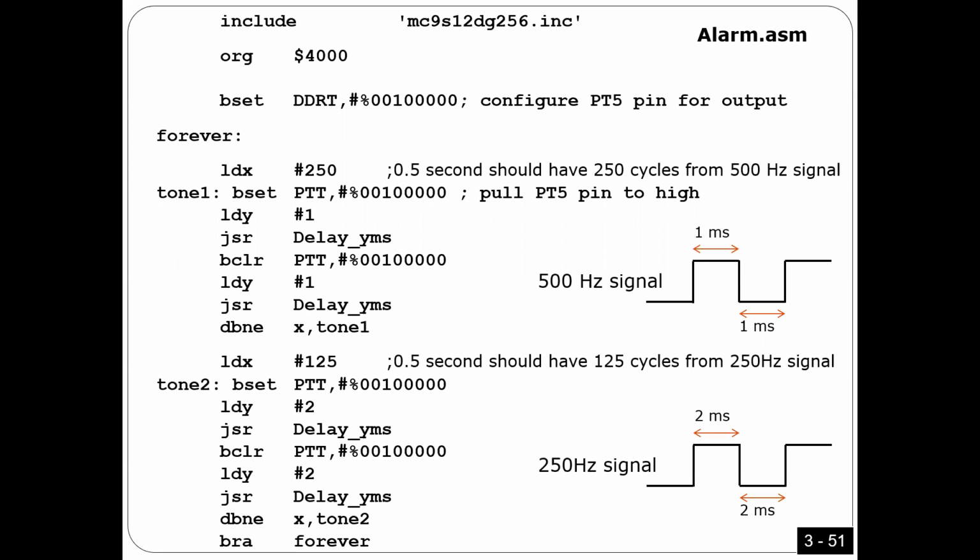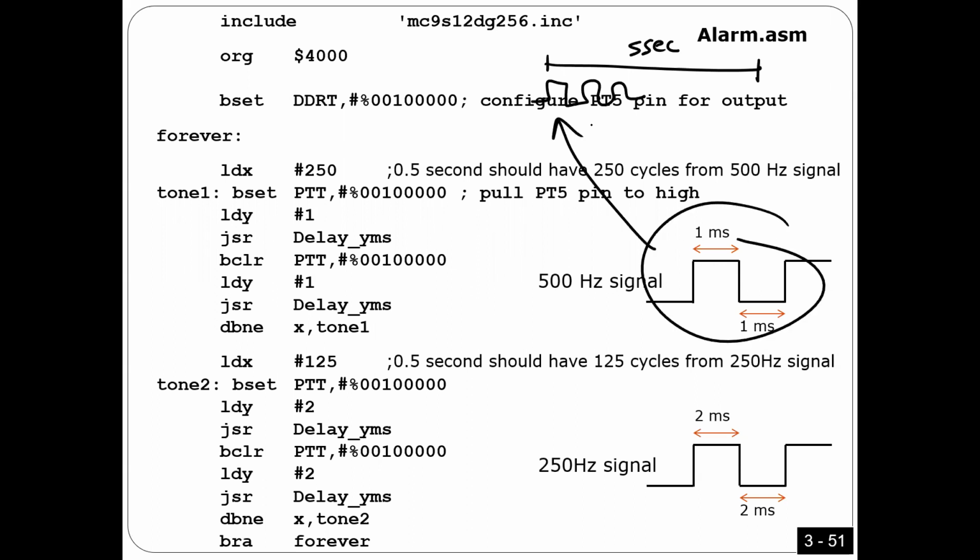It's the same idea as what I explained just now. For example, if you want to generate the tone for 5 seconds, and you generate 500 hertz, then every cycle should be 2 milliseconds. So how many cycles do you have to generate to make it 5 seconds? 5 seconds is 5,000 milliseconds, divided by 2, so it should be 2,500. You have to make a loop of 2,500 iterations.